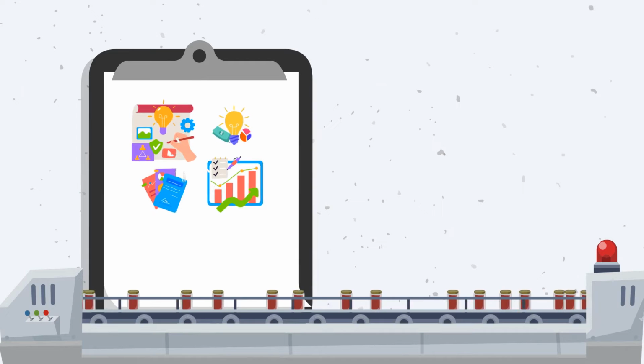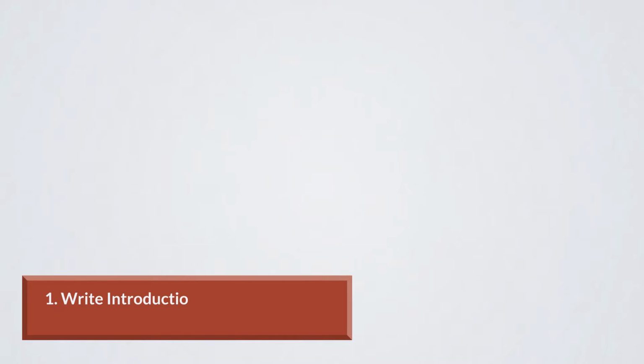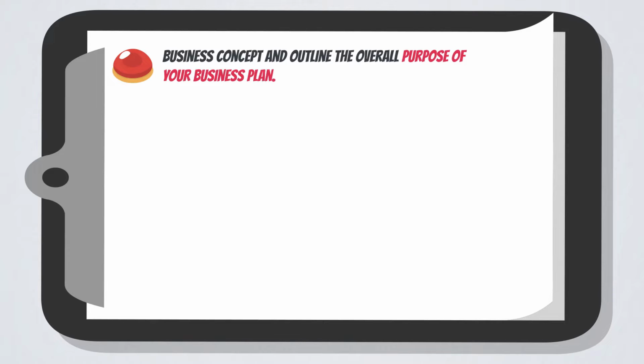This video will guide you through the process of writing a perfect business plan step by step for your startup. Step 1. Write introduction or executive summary. As the first section of your business plan, the introduction is where you will provide an overview of your business concept and outline the overall purpose of your business plan.